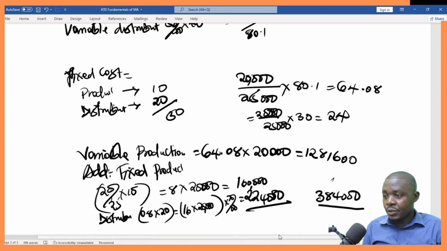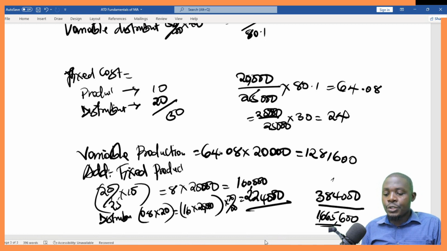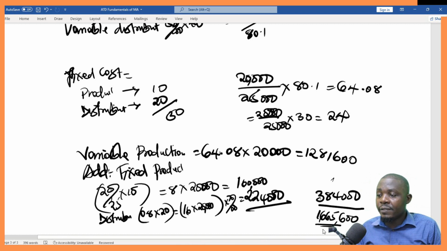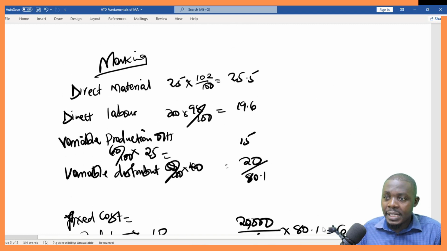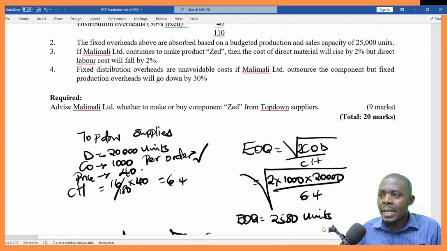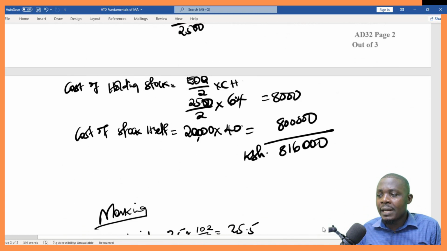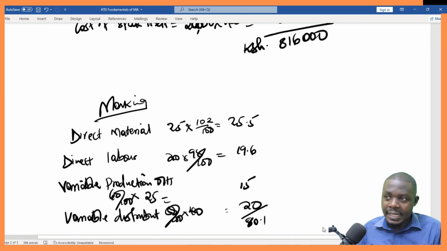Here we get a cumulative total of 1,665,600. If they are going to make, it will consume 1,665,600. But if they are going to outsource and buy from Top Town, they are meant to incur a cost of 816,000.